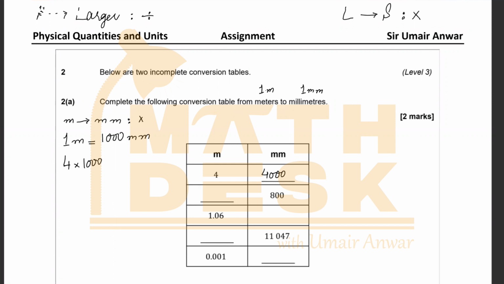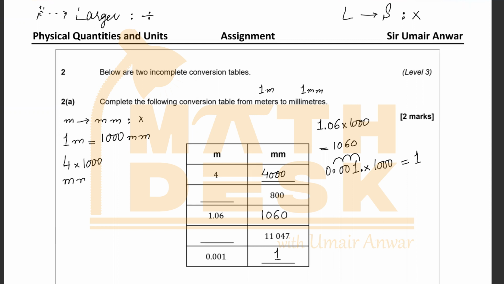Secondly, we have 1.06 meters. So 1.06, if we multiply it with 1000, it is 1060 millimeters. And finally, we have 0.001 meters. If we try to convert it into millimeters, we need to just multiply it with 1000 and the answer that we get will be equal to 1. So it is equal to 1 millimeter.